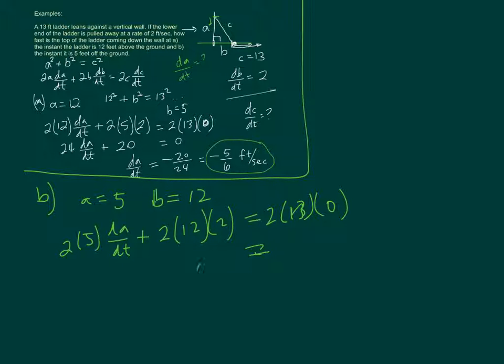And so solving here, we're going to get 48 over 10, or negative 4.8 feet per second.